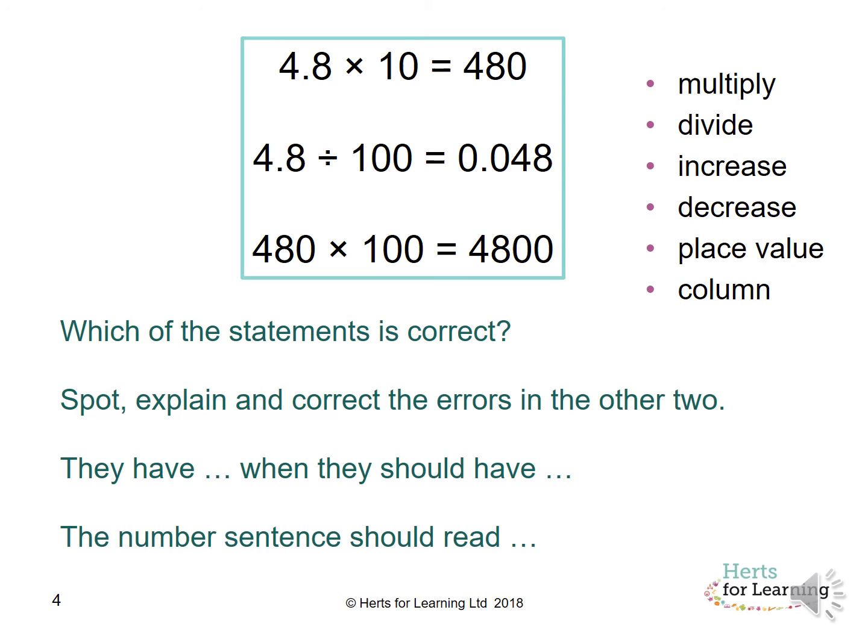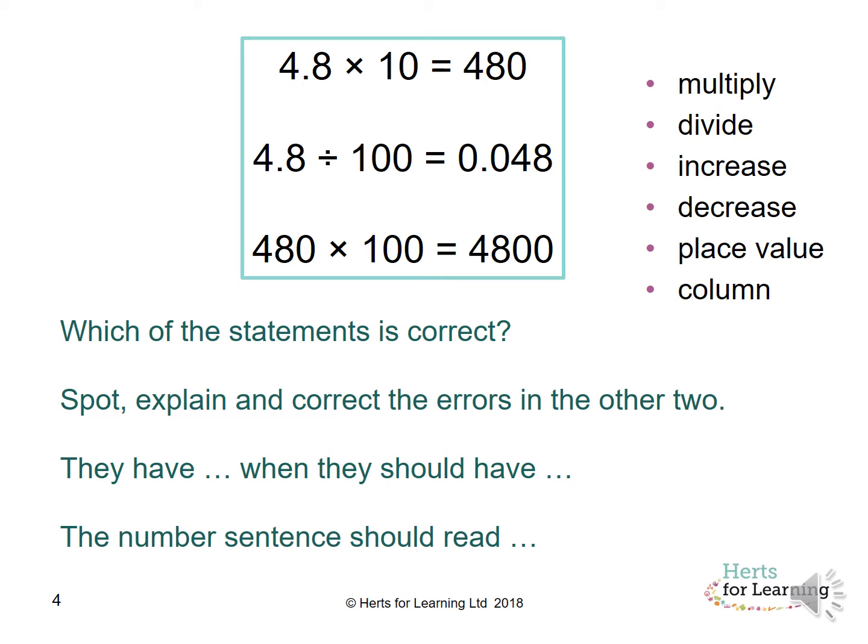Looking at the next. As per last week, one of these statements is correct, and there are 2 which are incorrect. Remember, if you multiply a number, you have to move the digits to the left, and if you divide, you have to move it to the right. So have a look to see if you can spot the errors and why there are errors, and perhaps you can write the number sentence which would make it correct for those 2 which are incorrect. Pause the video and have a go.